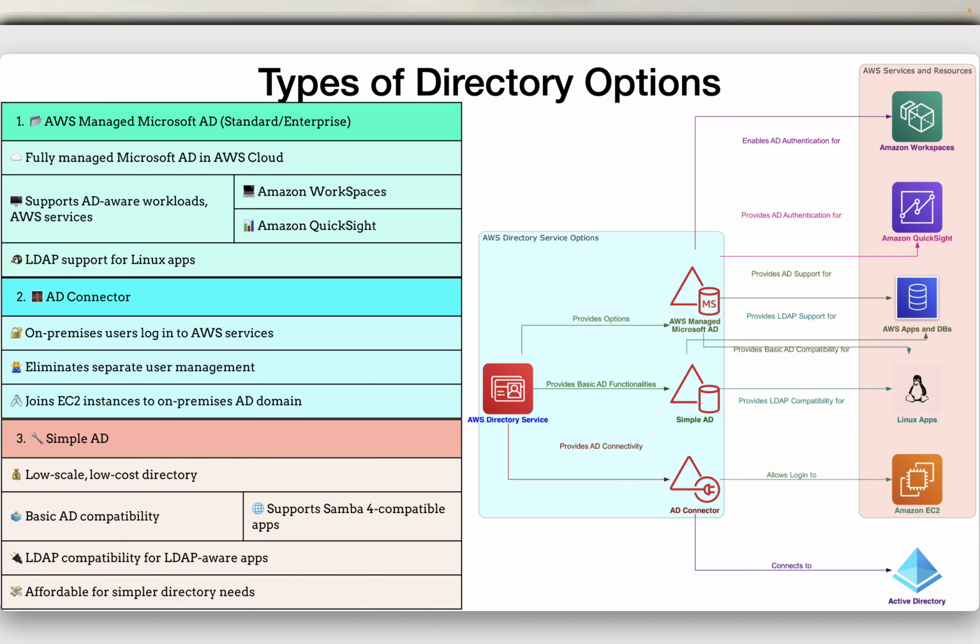And third one, Simple AD. Simple AD is a low-scale, low-cost directory option with basic Active Directory compatibility. It supports Samba 4 compatible applications, making it suitable for smaller scale deployments. Simple AD also provides LDAP compatibility for LDAP aware applications, enabling integration with a wide range of tools and services. It is an affordable solution for organizations with simple directory requirements.